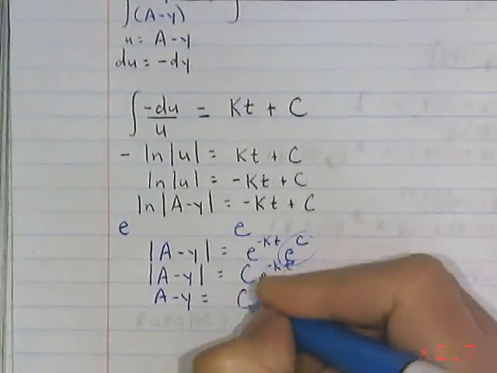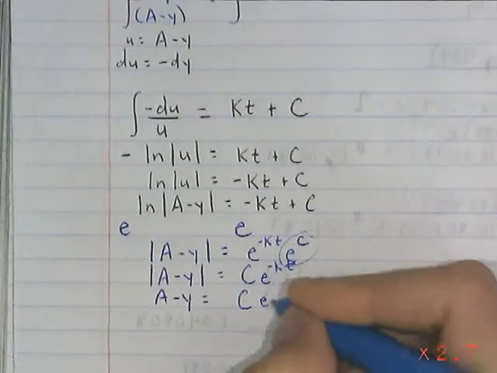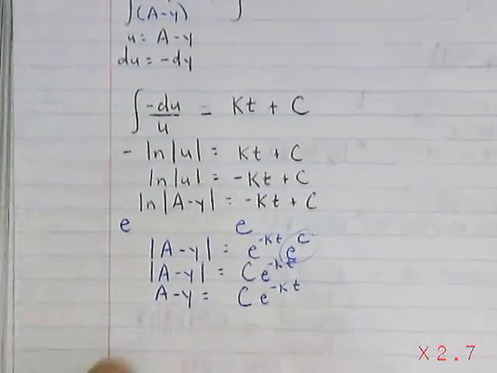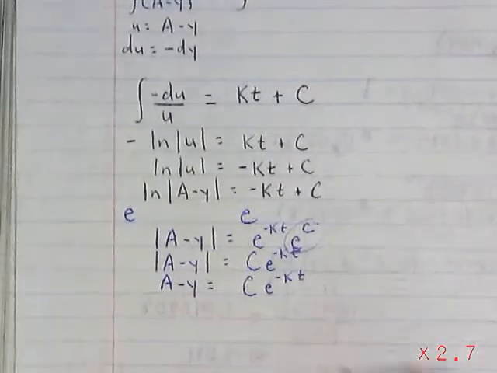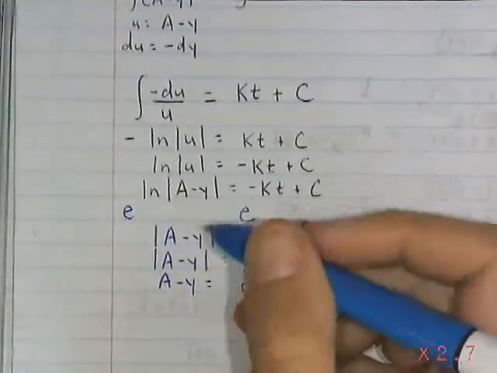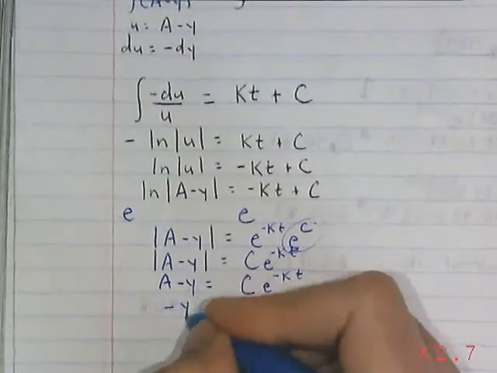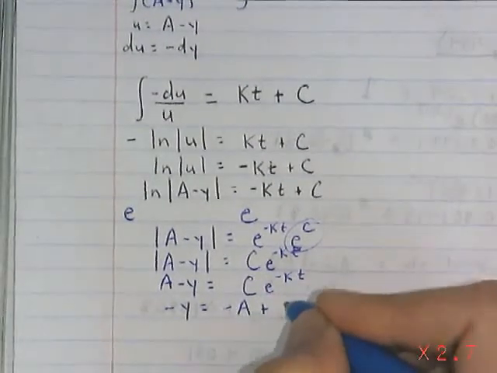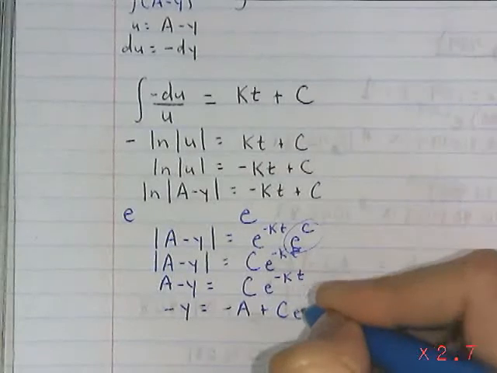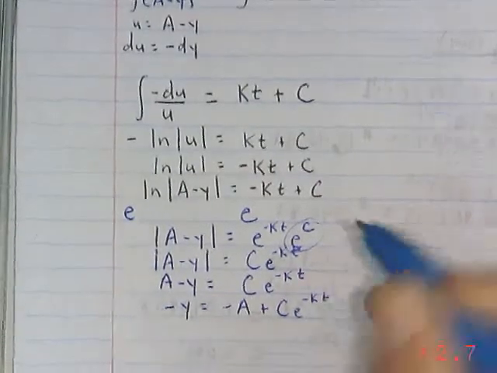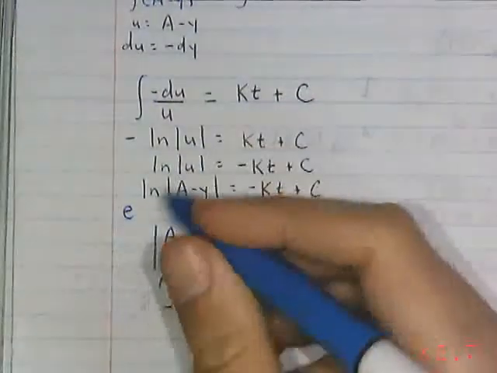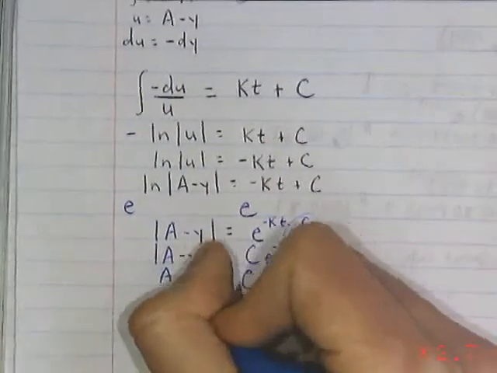And we end up with still c times e to the negative kt. And we're almost home free. We'll subtract a from both sides. Get negative y equals negative a plus c times e raised to the negative kt. But we don't care what the opposite of y is, we want y actually. And so we multiply through by negative 1.